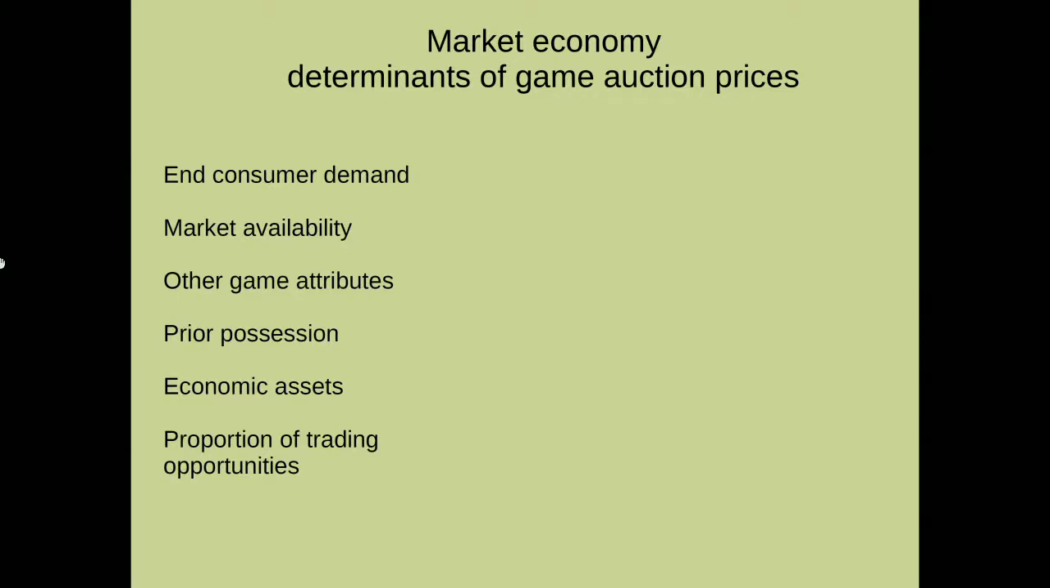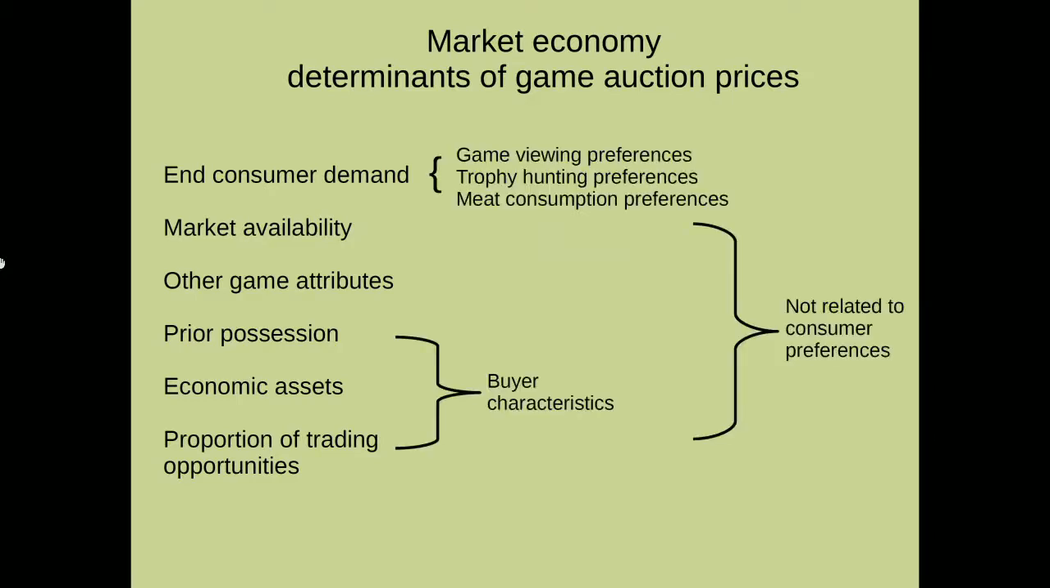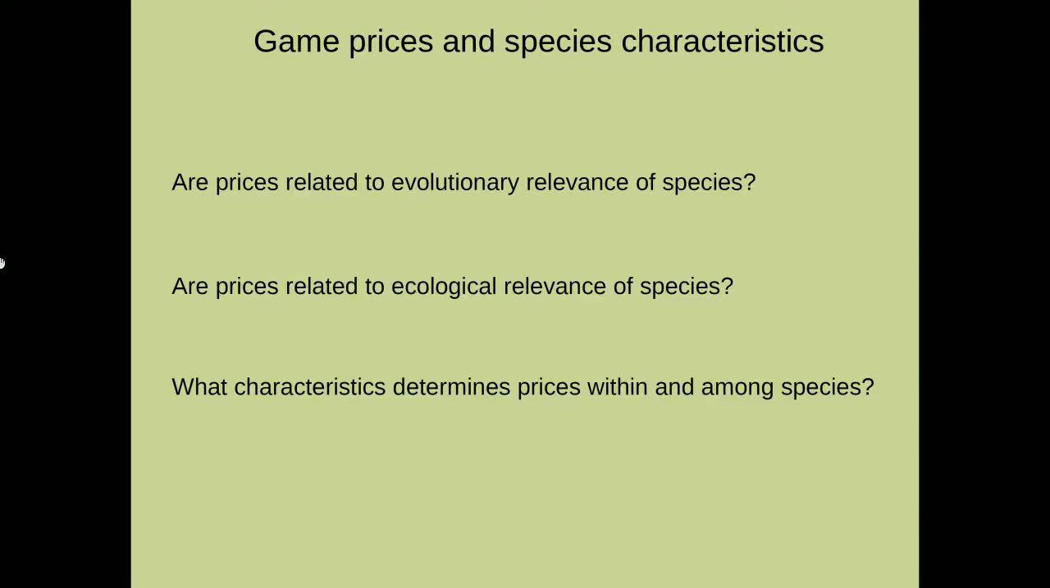So we're interested basically in what's influencing these prices. And there's a whole lot of things that does. End consumer demand, and then a whole range of market-related processes. So these things are really the ones that could somehow tell us whether the market is associated with biologically relevant characteristics. These are not at all related to consumer preferences, and these are really related to buyer characteristics. So if you have a lot of money, you may be more likely to pay a high price. So we have three fundamental questions here. One is, are prices related to the evolutionary relevance of individual species? Are they related to the ecological relevance of individual species? And irrespective of these two questions, what biological characteristics are associated with the prices of these species?